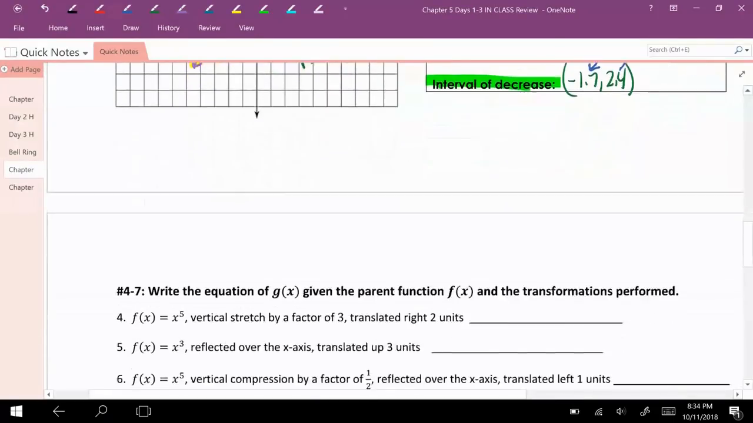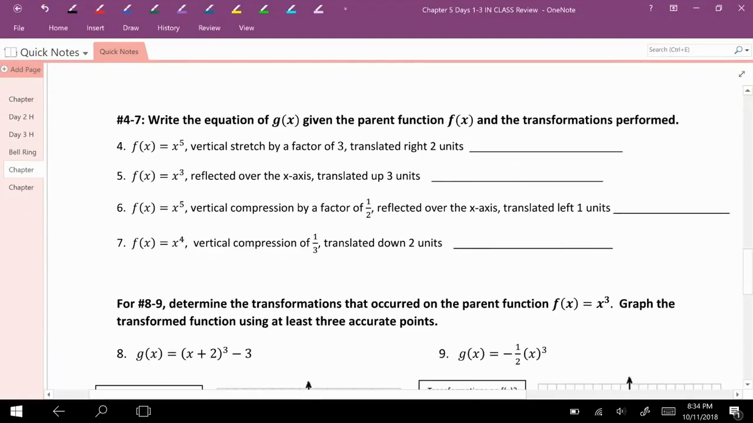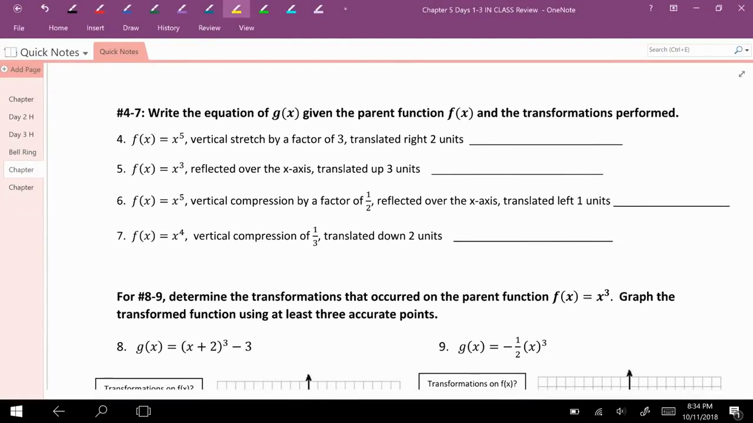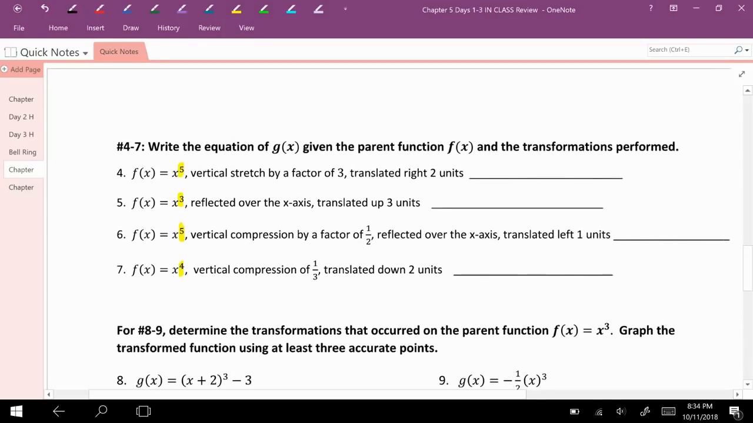Okay. Now let's start doing some examples with transformations. You guys were doing really well with this yesterday. The first thing I look at is the powers. That means that I have to have to the fifth power, to the third power, to the fourth power in my transformations. It's my parent function.